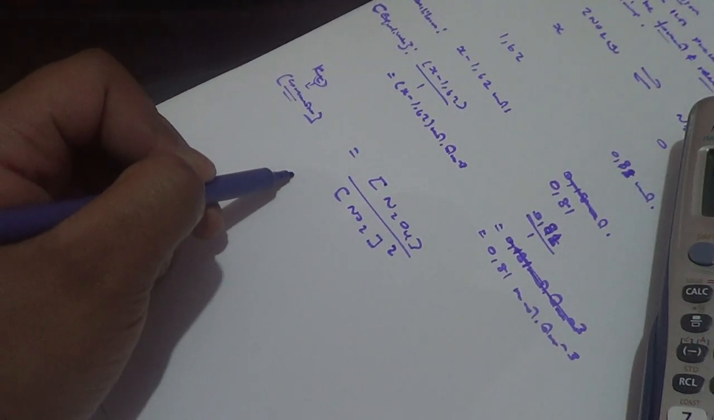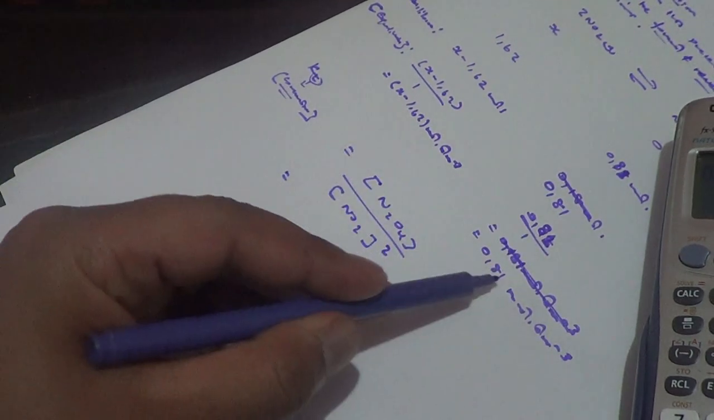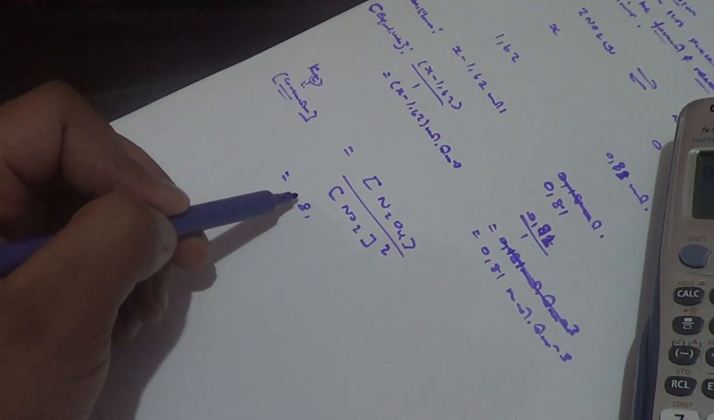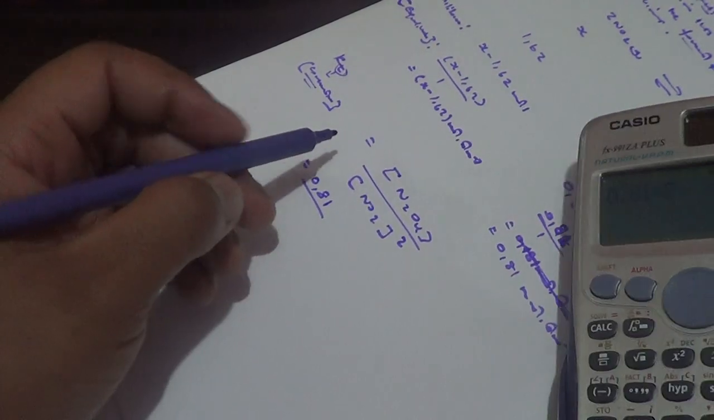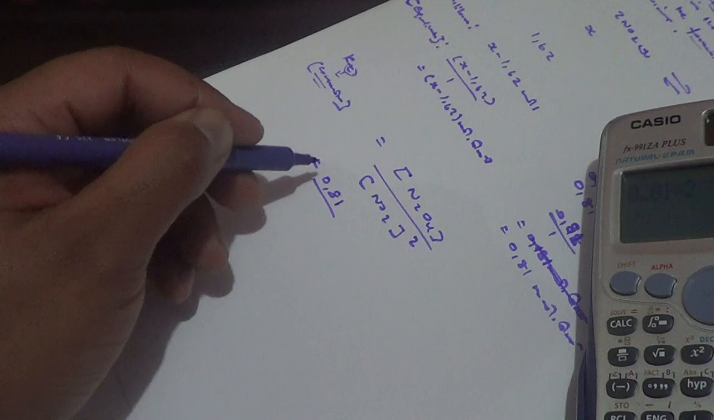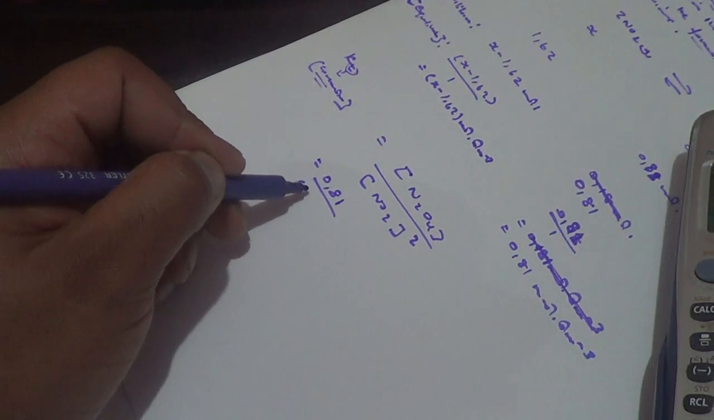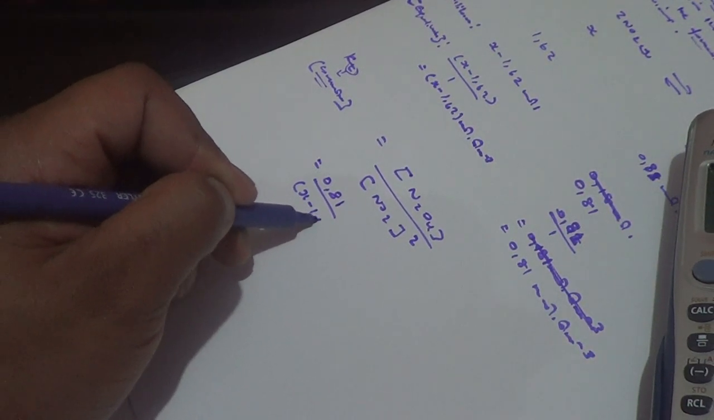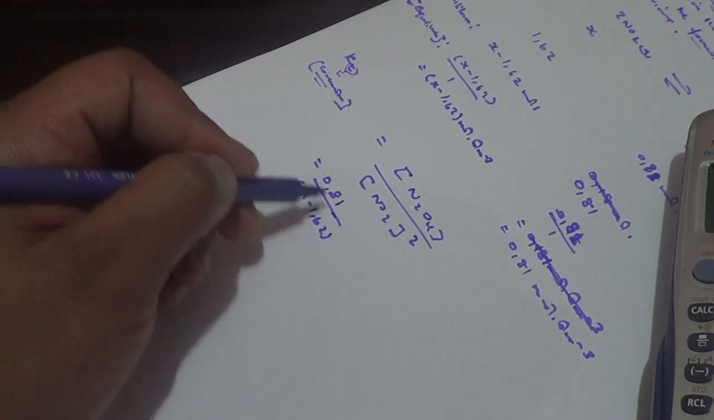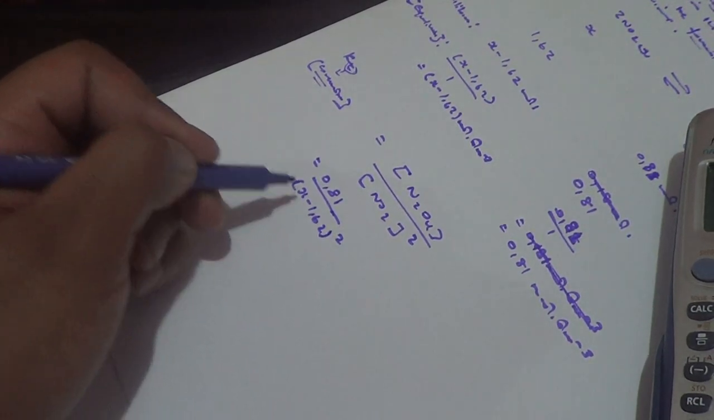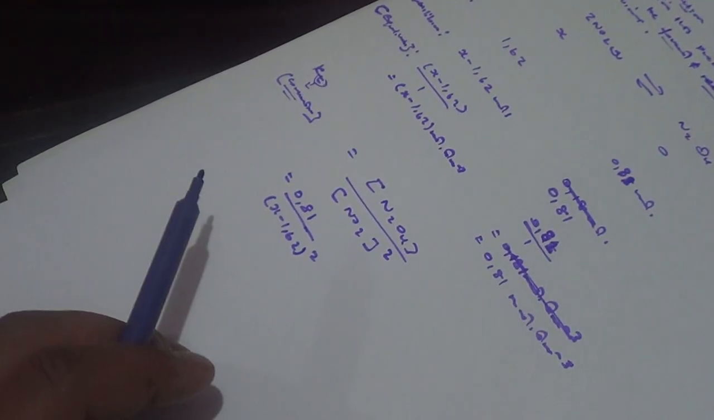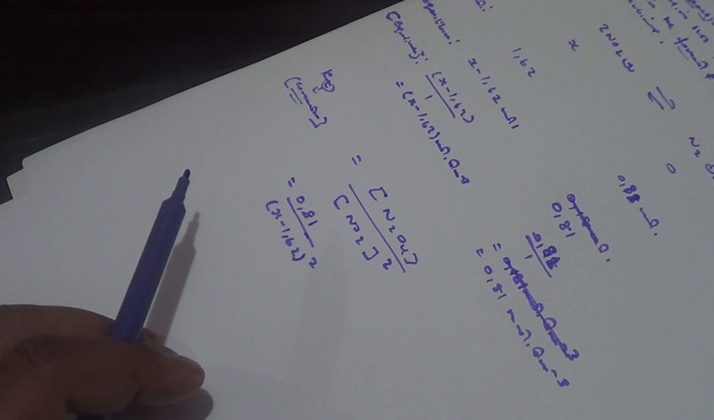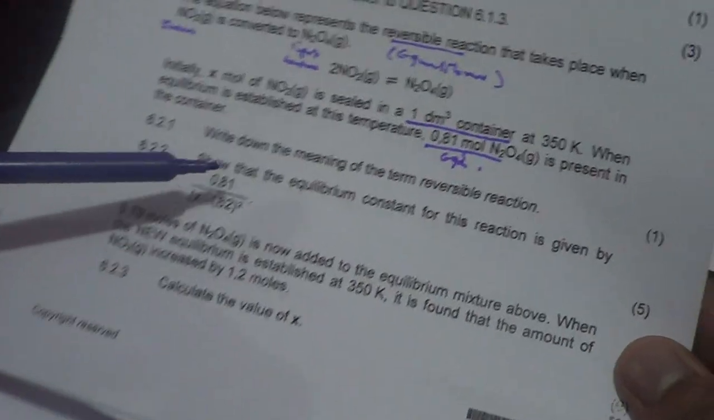So what was that? So this is X minus 1.62 mole per decimeter cube, but this is squared because we can see that the coefficient must be squared. And guess what? This is what they said we must show. So they said show that this is the case, and we have.